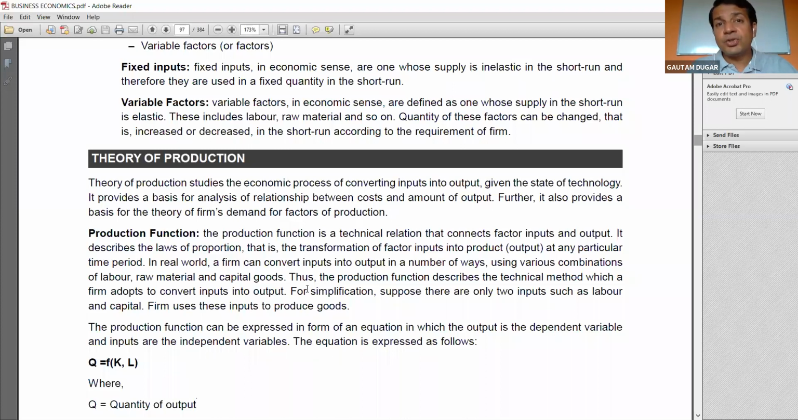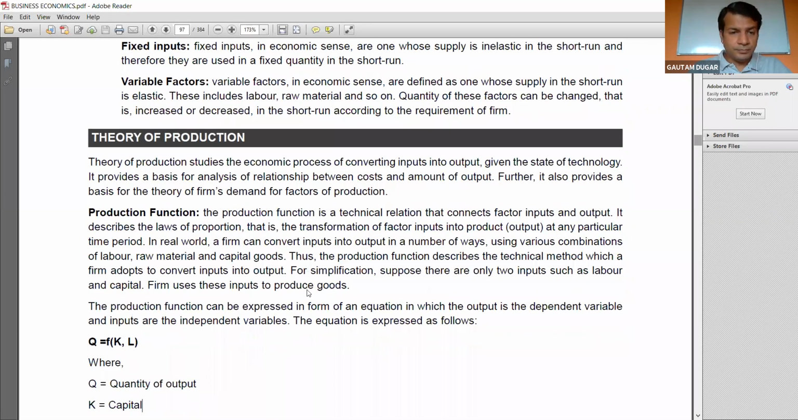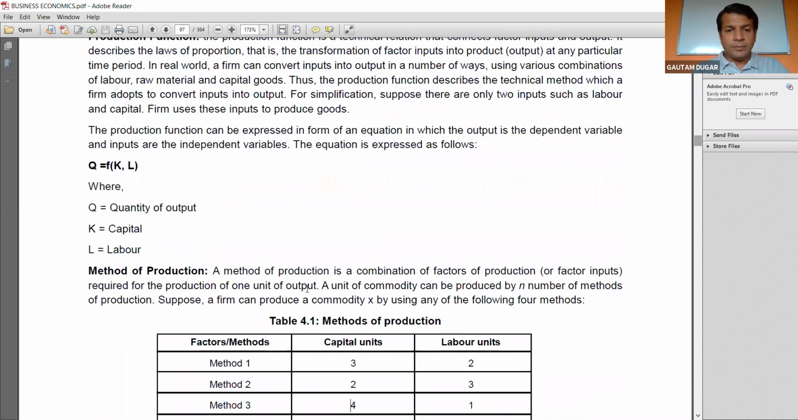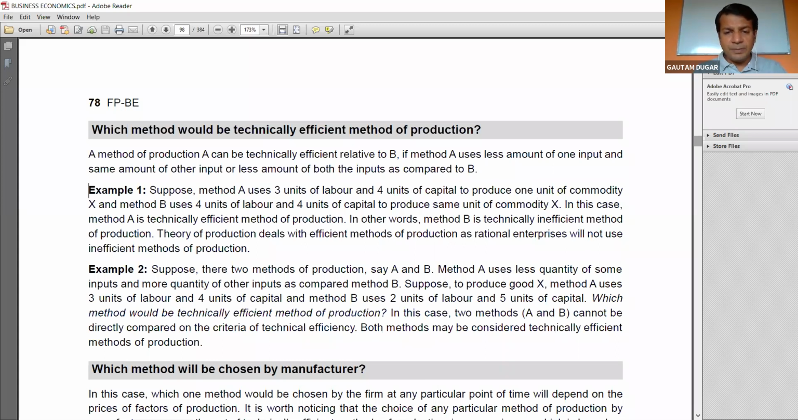Everyone must be knowing that the short run production function is also called the law of variable proportion, or it is also called law of diminishing marginal returns. And the long run production function is called law of returns to scale. Now, till this portion, I'll move on to a bit of MCQs so that you're able to understand the concepts.